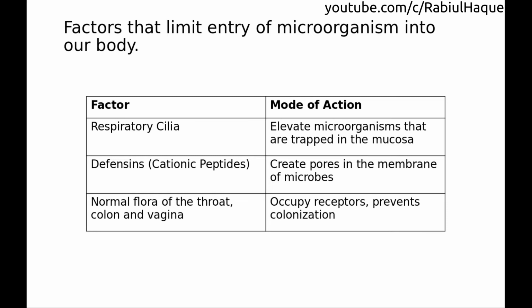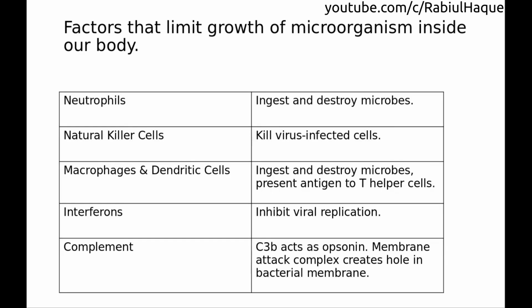The next factor that we will talk about is defensin. They are cationic peptides, and they can create pores in the membranes of microorganism. The next factor that we will talk about is normal flora of our throat, colon, and vagina, and their mode of action is they occupy receptors, and by doing so they can prevent colonization.